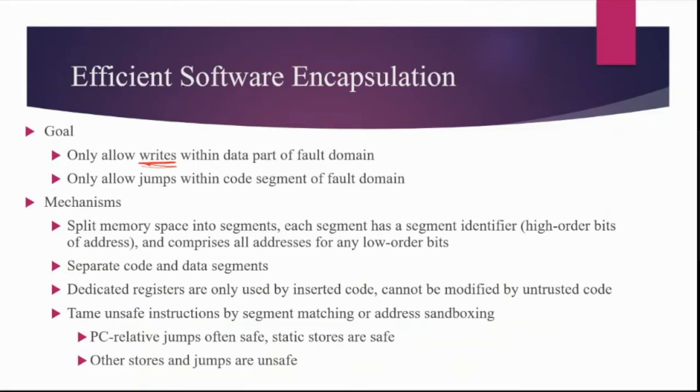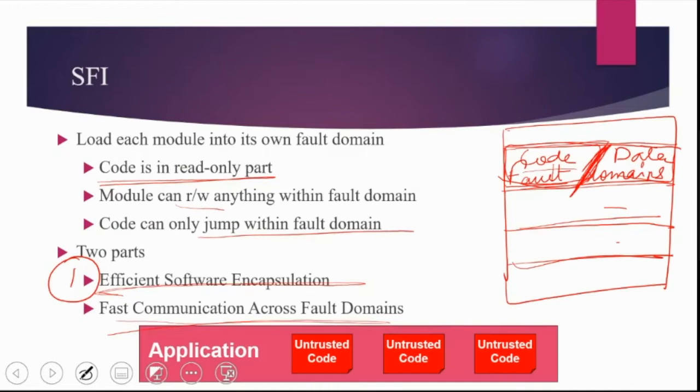Okay, so whenever there is a code, definitely you have to jump from one code to another. That jump also should happen only within the fault domain. And the mechanism is, as we discussed, split the memory space into segments. Each segment has some segment identifier. So in the diagram, we can call this 0001.